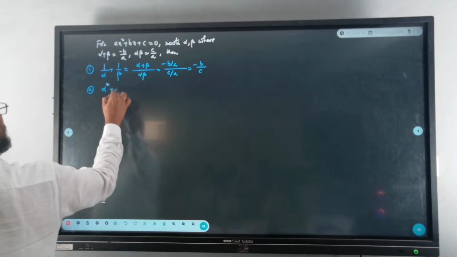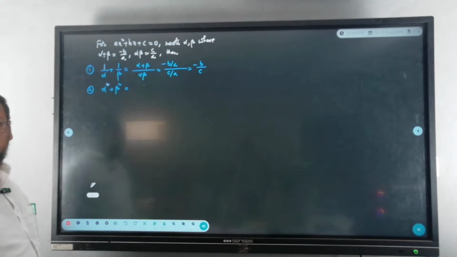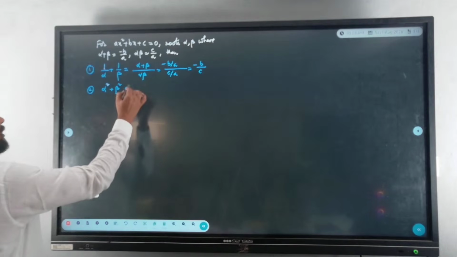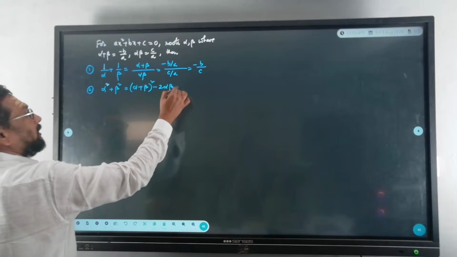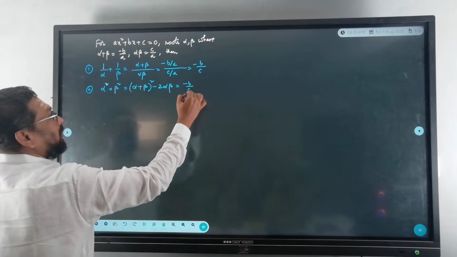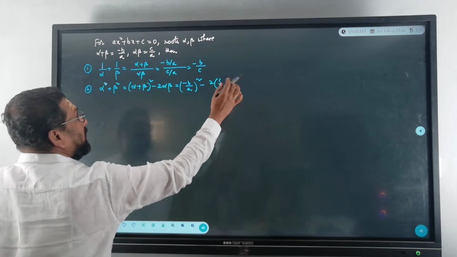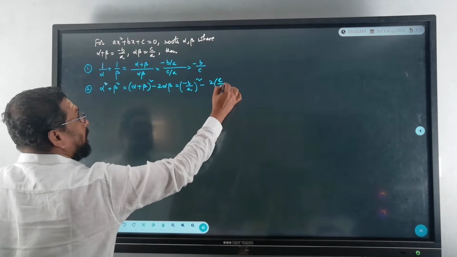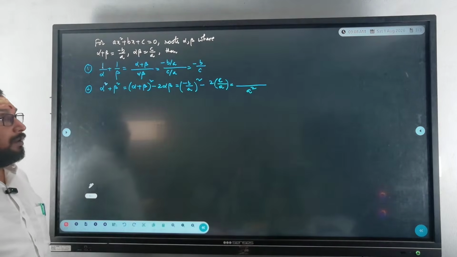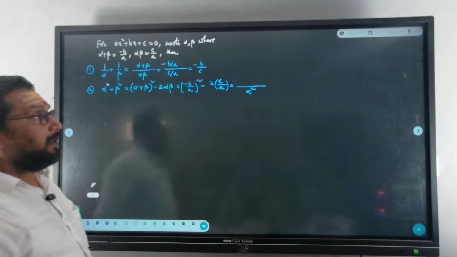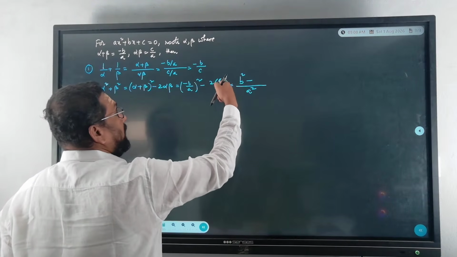Alpha square plus beta square is what? It can be written as alpha plus beta whole square minus 2 alpha beta. You know alpha plus beta is minus b by a, whole square, minus 2 times c by a. Here the LCM is a square: b square minus 2ac by a square.